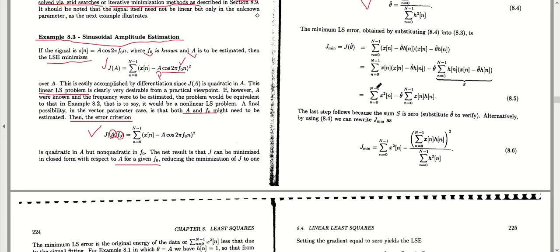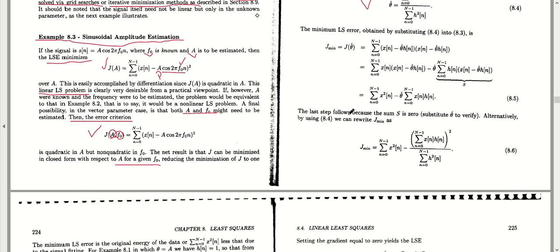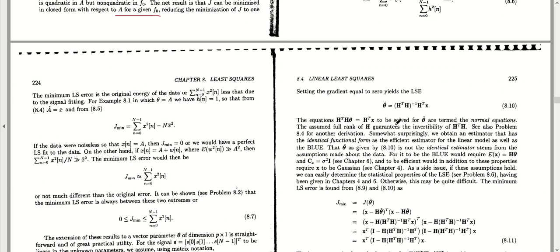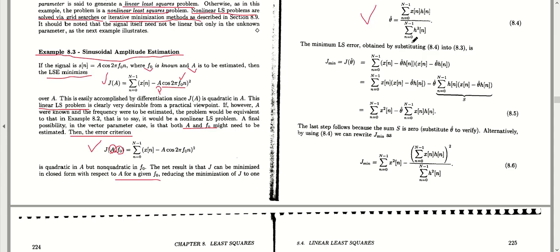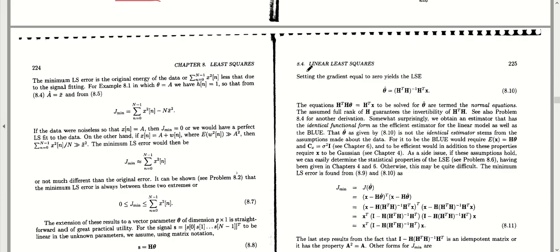So you get the summation of x squared minus theta hat, but theta hat is already given here. The last step follows because the sum of s is 0. Alternatively, by using 8.4, we can write J min as something like this. The point is you get an estimator and you get a J min, and J min is like a performance metric.